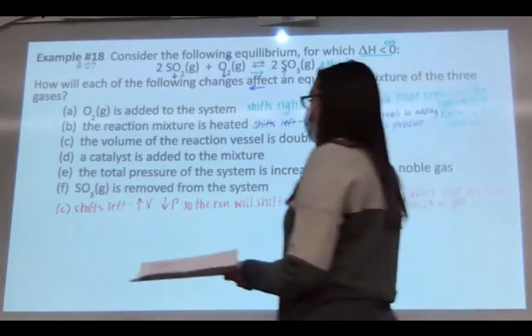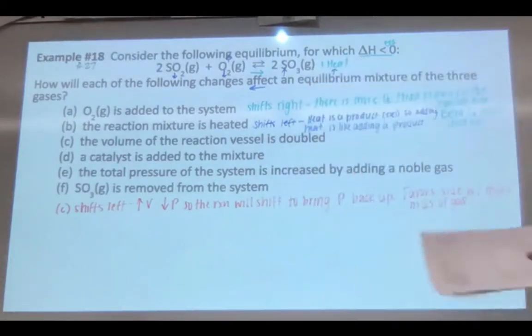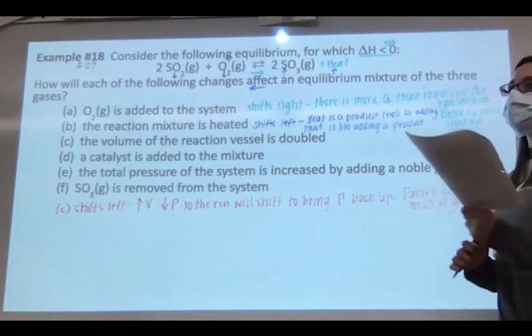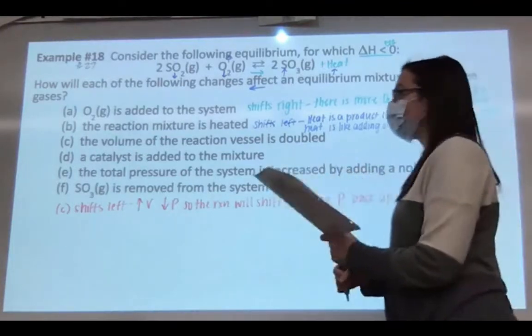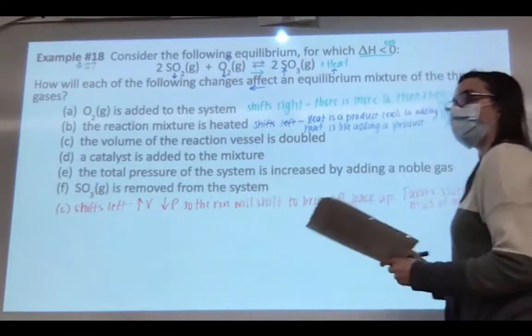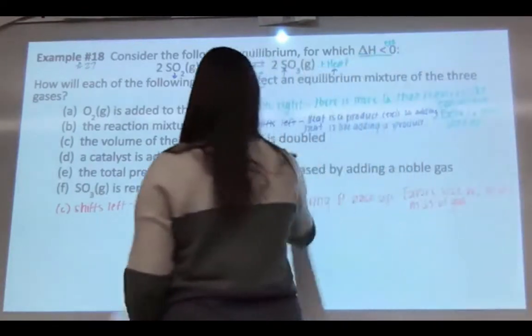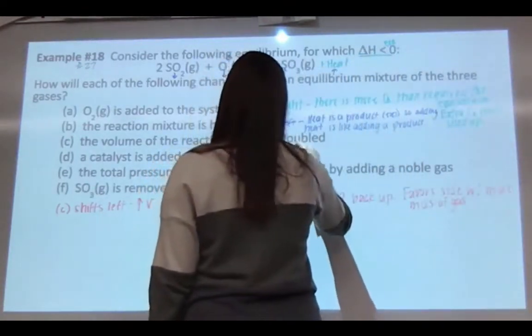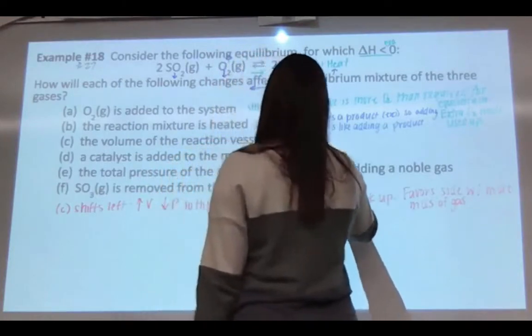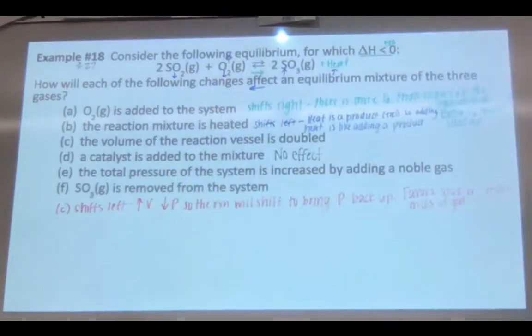Part D, a catalyst is added to the mixture. What's the purpose of a catalyst? It really has one purpose. Reduces the activation energy, right? Speeds up the reaction. Doesn't do anything with equilibrium. So for part D, we're going to write no effect. A catalyst only speeds up a reaction. It has nothing to do with equilibrium.